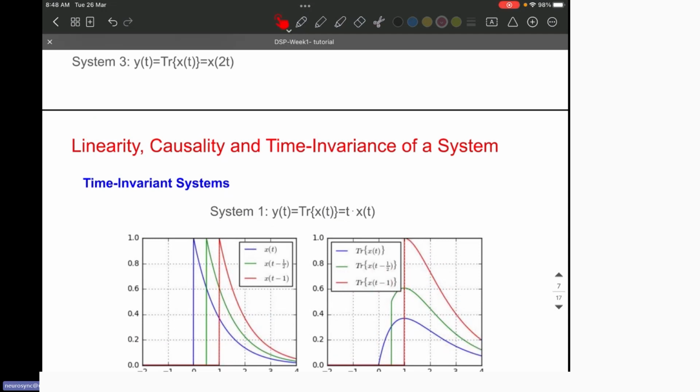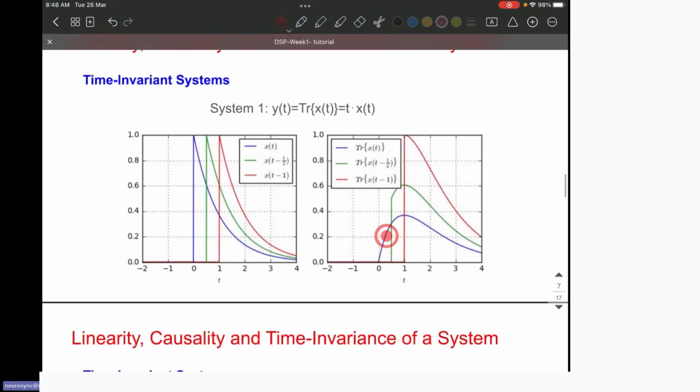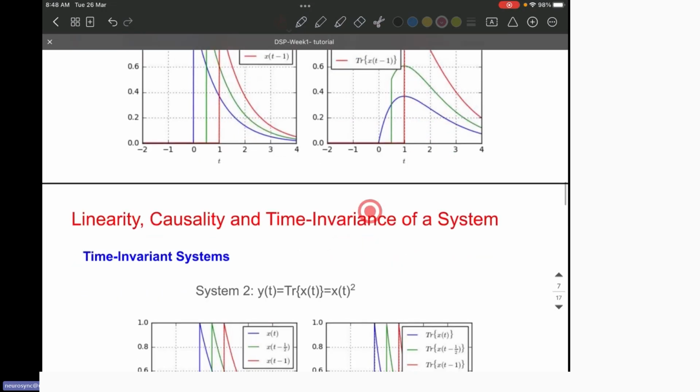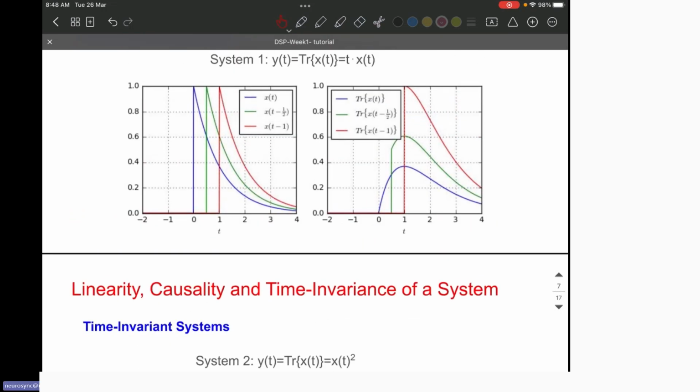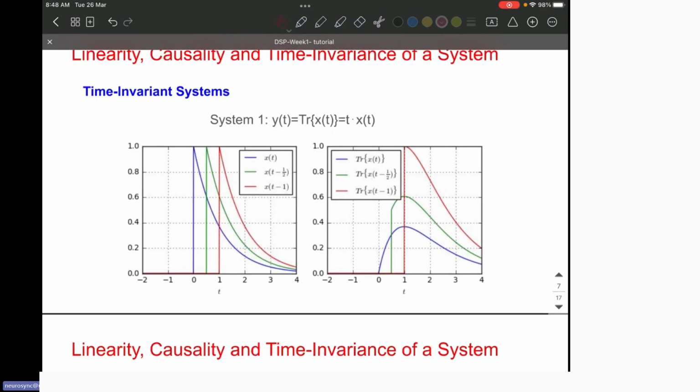Now, by looking at the graph, can you tell whether there is the same shift in the output? Whatever time shift is in the input, is there the same time shift in the output? No, there is not the same time shift in the output. Therefore, this system is basically a time variant system. If a system is not time invariant, then it is time variant.